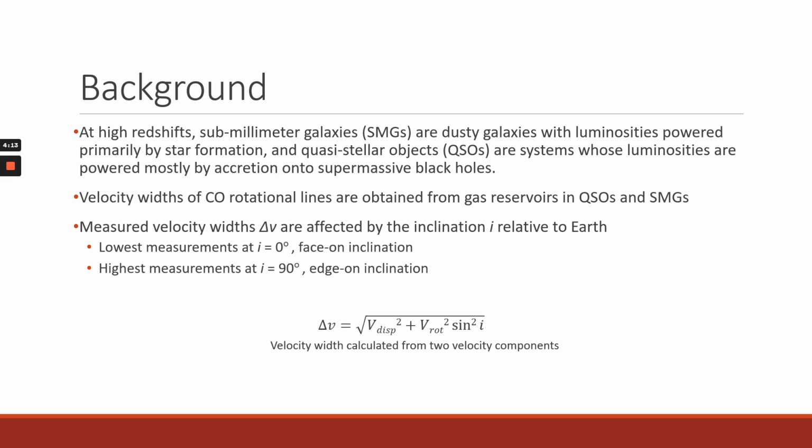The velocity width measured from the galaxy is often not the intrinsic velocity width of the galaxy due to its inclination angle relative to Earth. The equation at the bottom of the slide shows how the velocity width, delta v, is determined by a dispersion velocity component that is not affected by inclination, and a rotation velocity component whose effect on the velocity width does depend on the inclination.